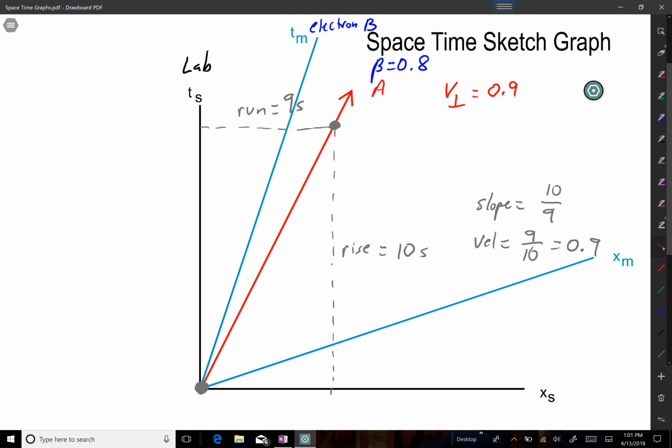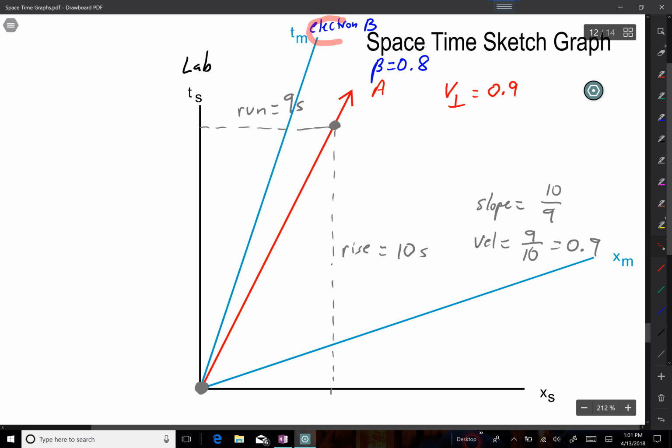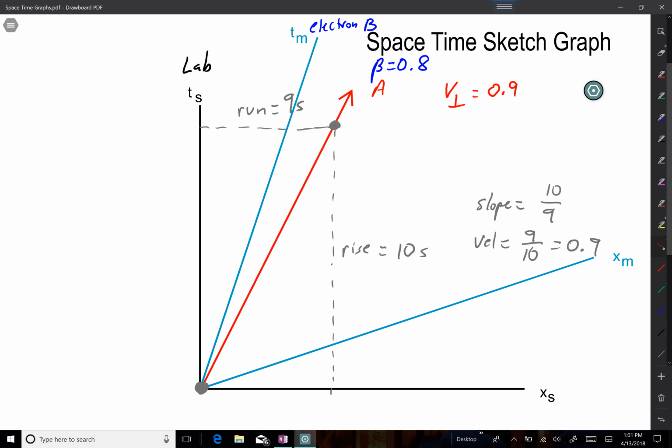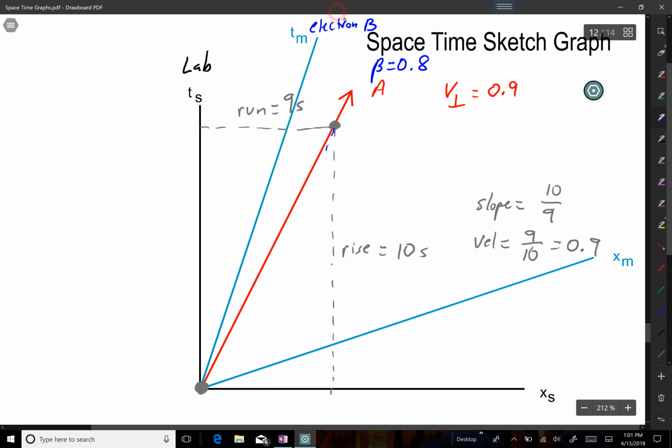And now the problem is that electron B is going to measure the same two dots on the same line. Observer electron B is looking at the same thing, the world line of electron A, and they're going to look at the rise and the run between the same two dots, but they're going to get different numbers because now I have to do lines like this.